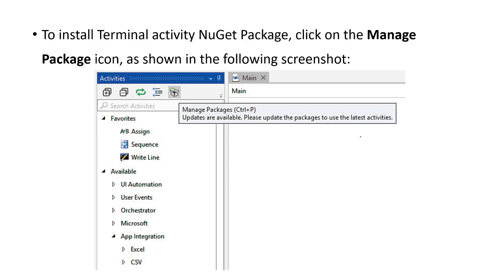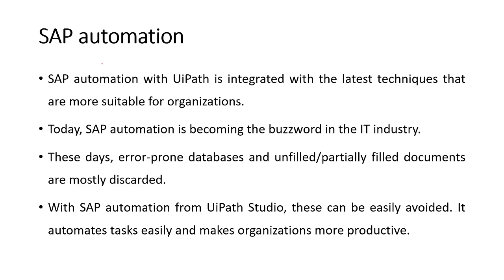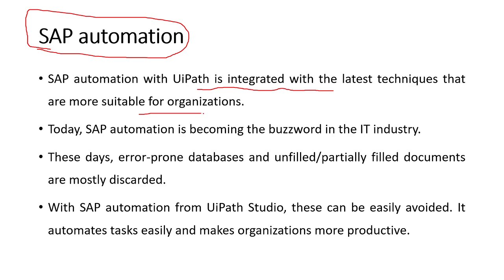Clear? Okay, then after this, at a high level we shall discuss SAP automation, and we shall see in depth about SAP automation in the coming class. Clear? Okay, SAP automation with UiPath is integrated with the latest techniques that are more suitable for organizations, it seems. To make it simple, SAP is playing a very important role in industries and organizations. I will give an example in the next class of how it is playing an important role. Clear? And that's what, even the author is telling that SAP automation is becoming the buzzword in the IT industries, it seems.